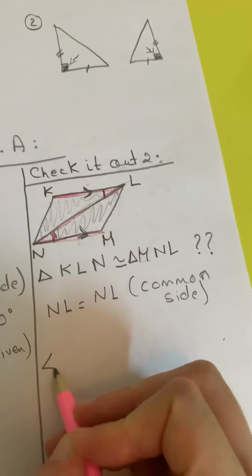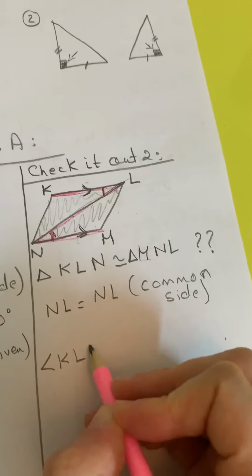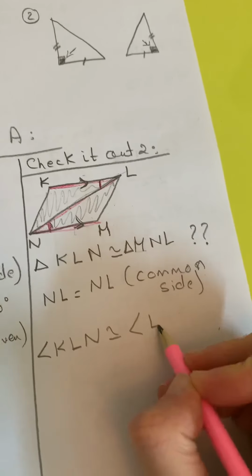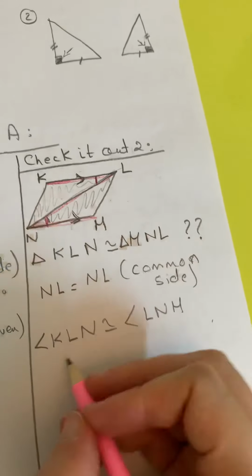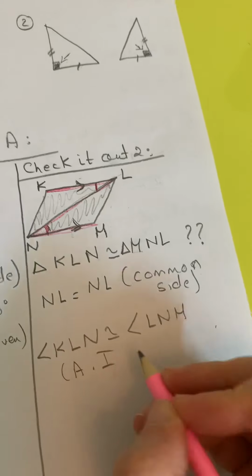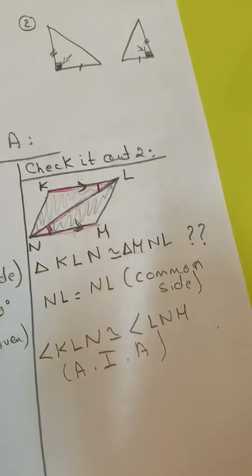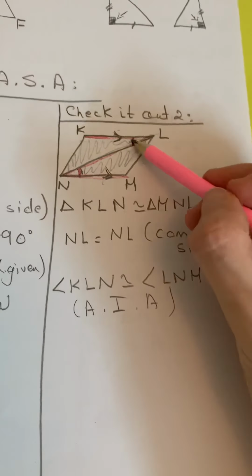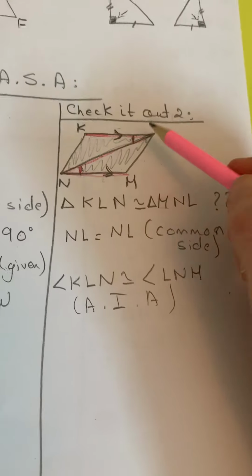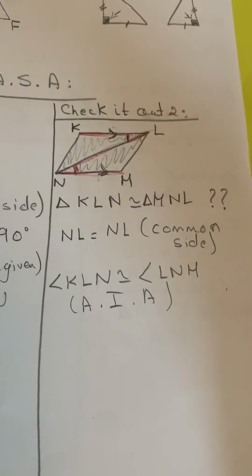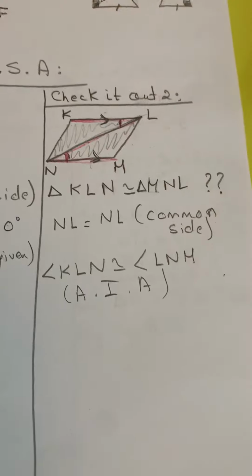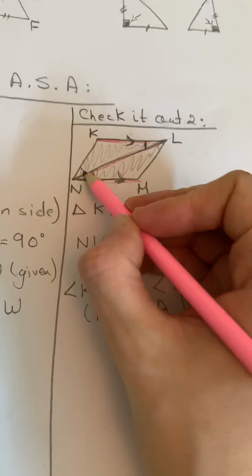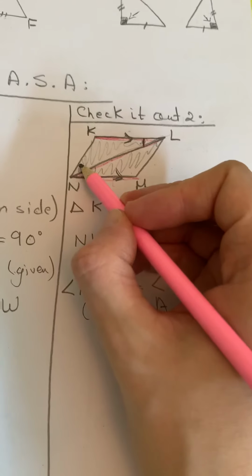So angle KLN is congruent to angle LNM because alternate interior angles are equal. So now I have an angle and a side. And then I need the other angle to prove it congruent by angle, side, angle. So you need two angles. So I have one, I need the other one adjacent to the line, this one.